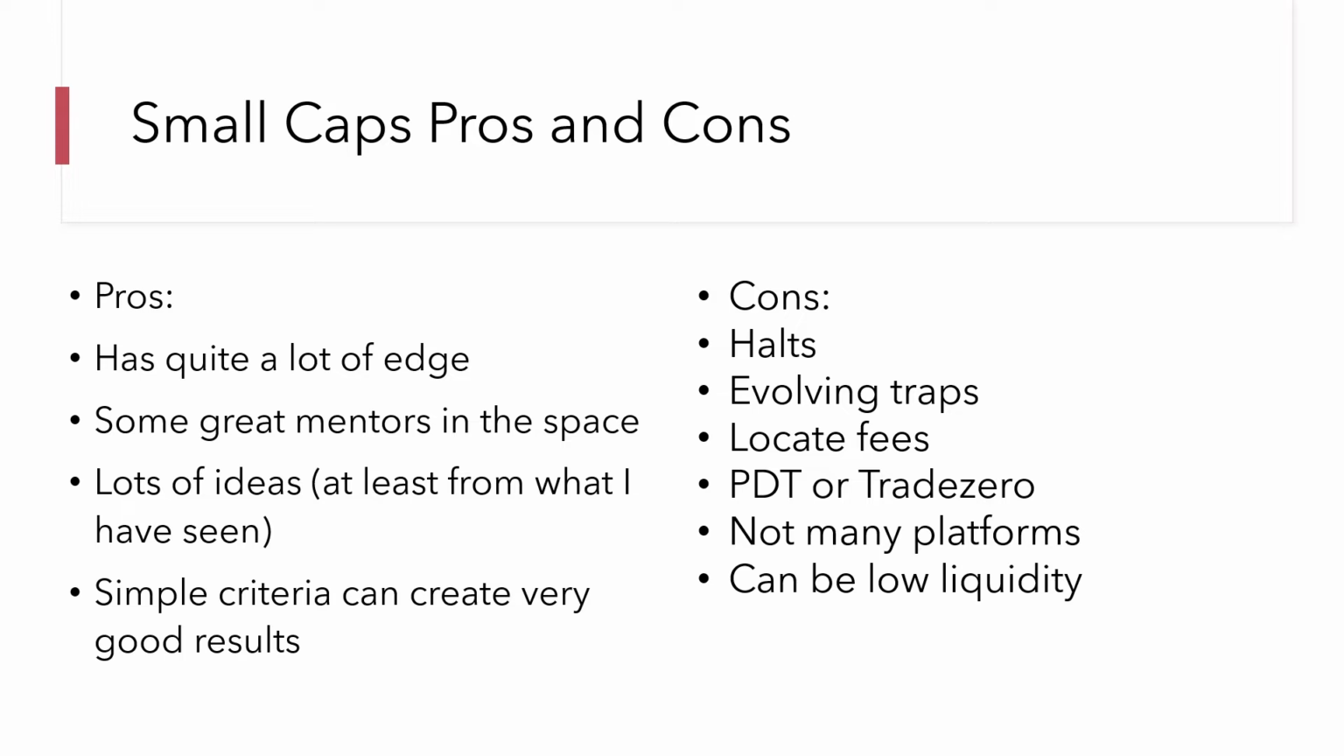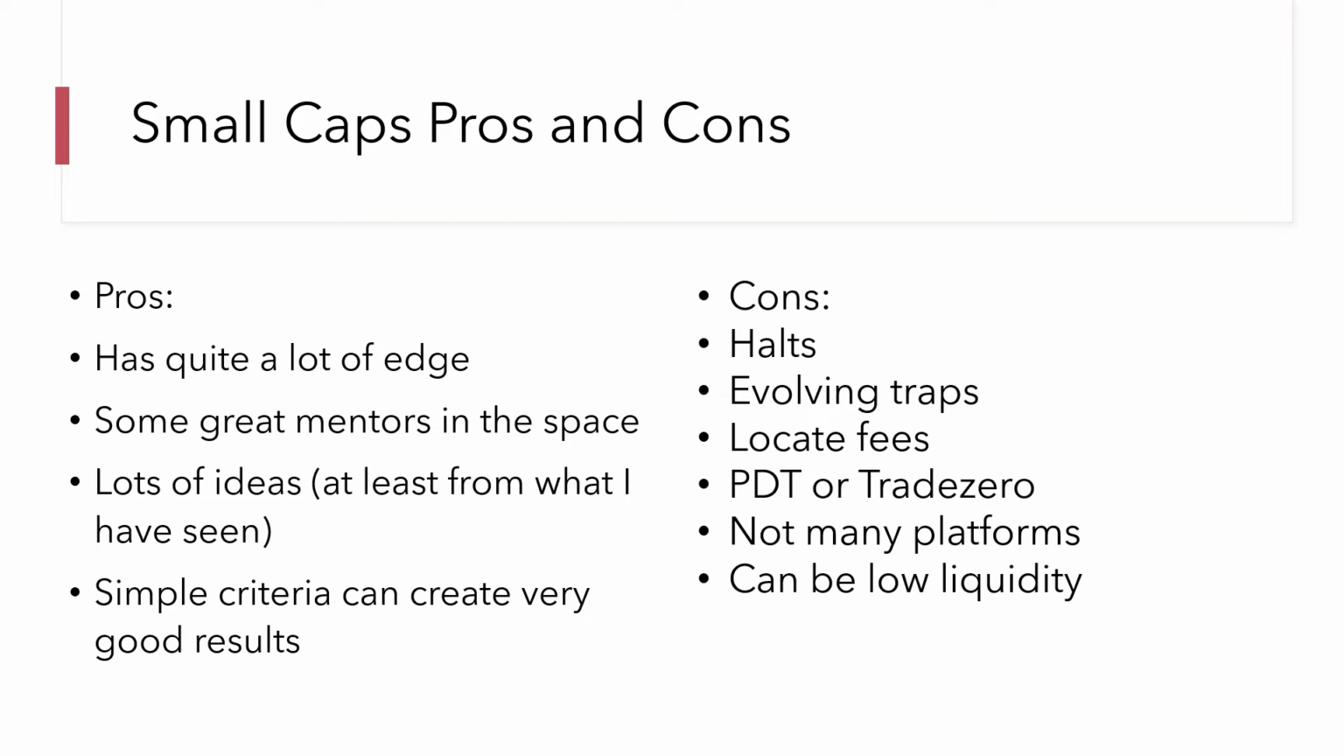Simple criteria can create very good results. One example is if you just shorted anything that's above 100% gap, with I think about a 20% stop, you would be profitable pretty much. It wouldn't be an amazing strategy. You'd have to go through some drawdowns and everything. But that's very simple criteria, and you can be profitable from it. So that's what I mean. You can create very simple strategies.